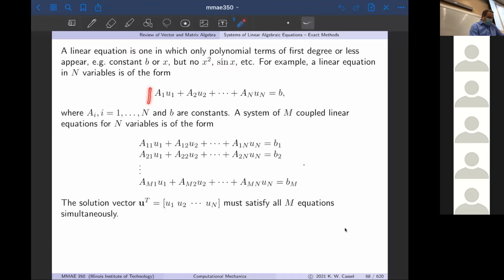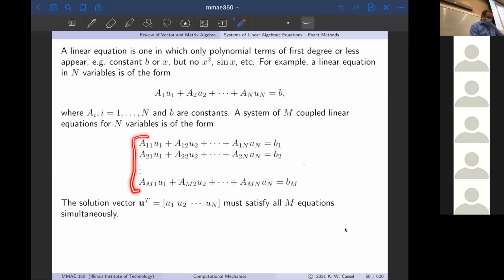So for a single equation involving n variables, it would look like this. It would be a constant times u1 plus a constant times u2, all the way up to a constant times un, is equal to some known constant. So we know the a's and we know the b, and then the u's are the variables. In 3 dimensions, we would use x, y, and z. In n dimensions, we'll use u1, u2, u3, u4, u5, up to un. So that's one linear equation.